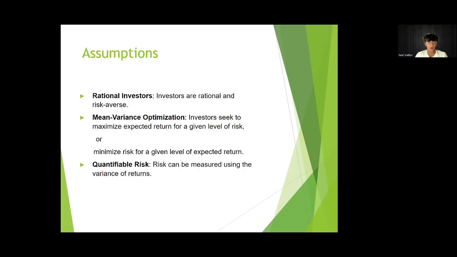There are a few assumptions that Markowitz had to make. First, rational behavior. Investors make decisions based on rational calculations to maximize their satisfaction. Second is the optimization goal, which states that the goal is to achieve the highest return for a given risk or the lowest risk for a given return. There's also risk measurement. Variance and standard deviation are used as the key measures of risk.